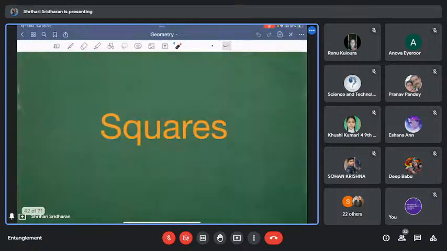I'll give you one more example of these pictures, but this time maybe I'll be extremely careful. Let's discuss squares.